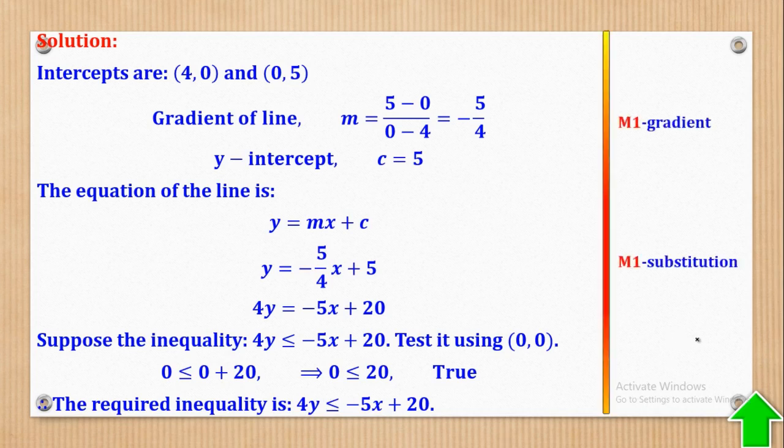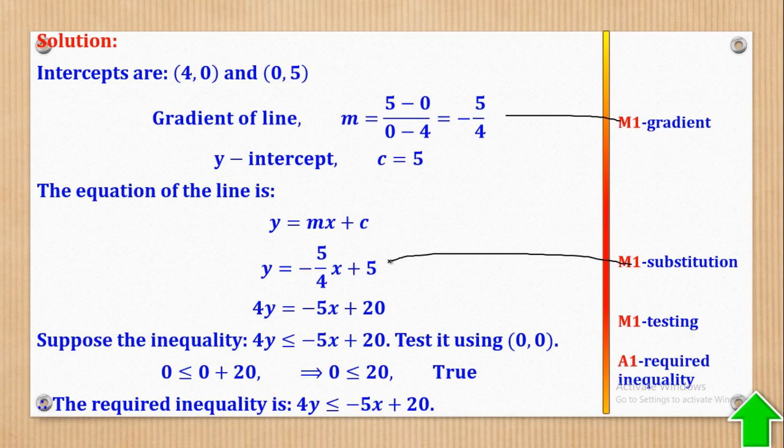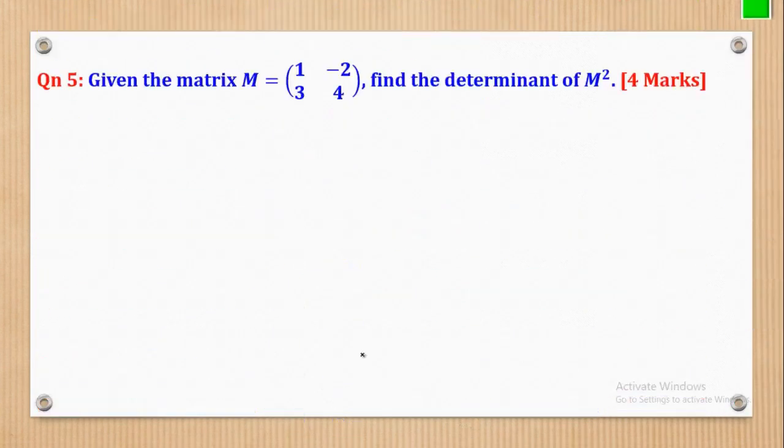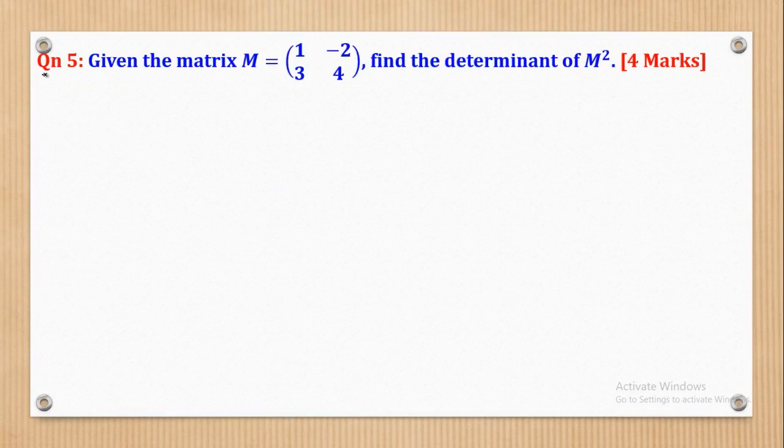Now let's see how marks can be awarded. So M1 for getting the gradient, M1 for substituting, and M1 for testing, then A1 for the required inequality. Now we shall go to question 5.